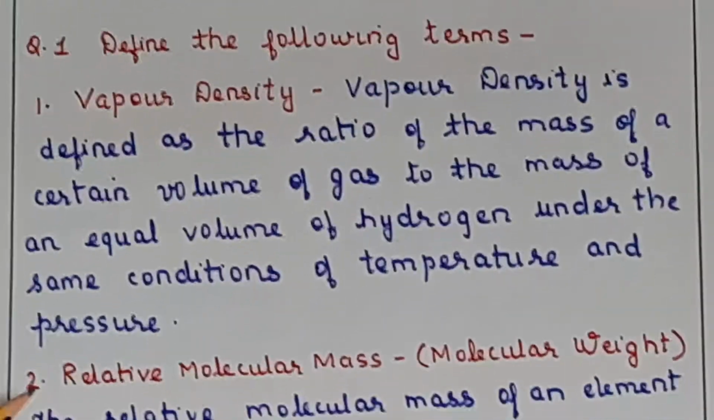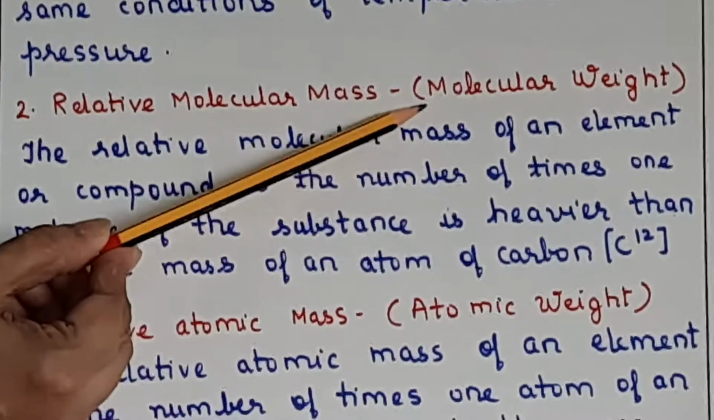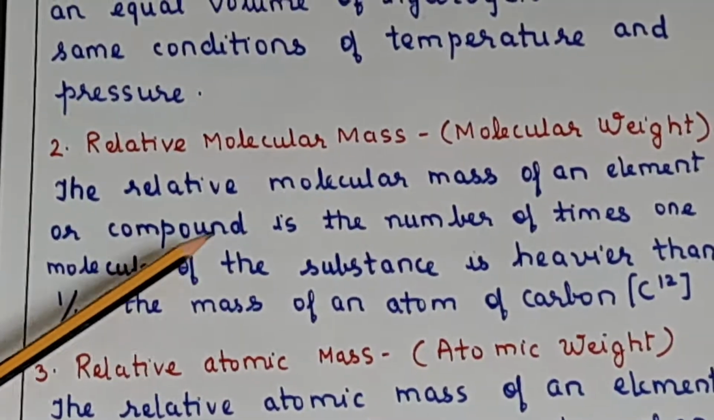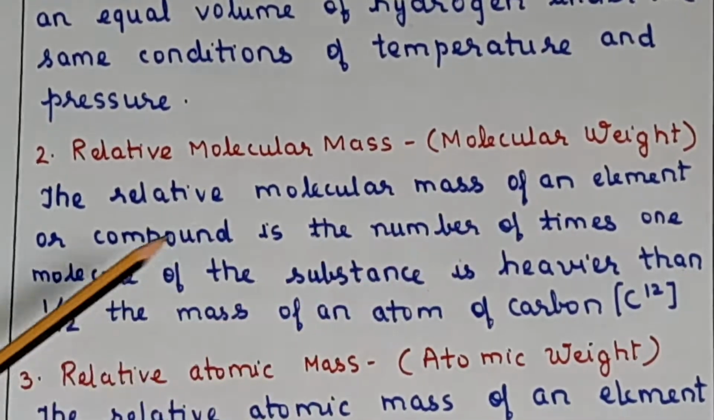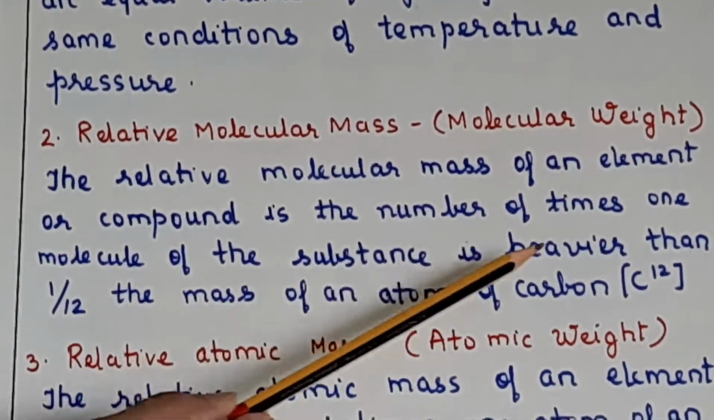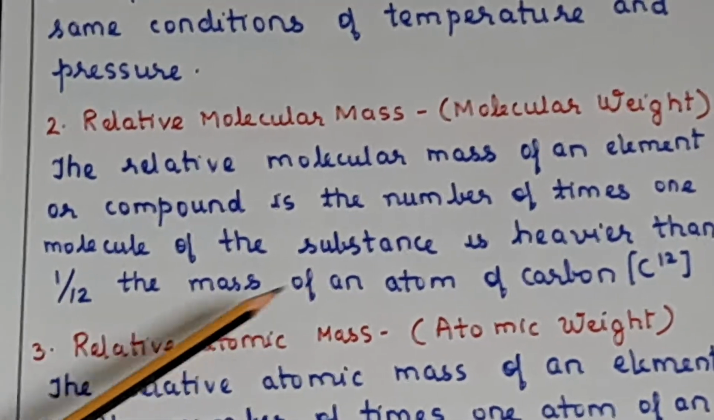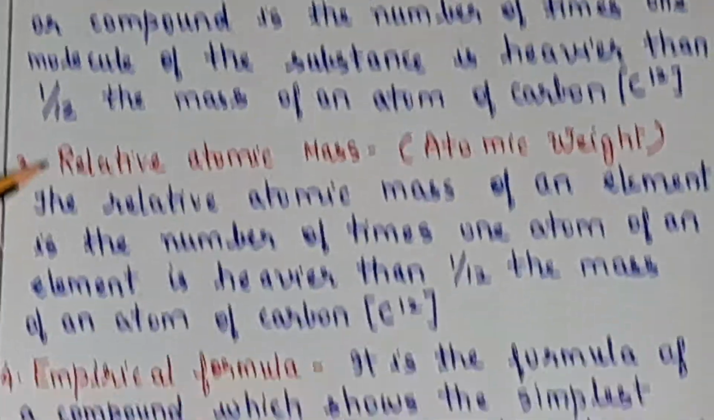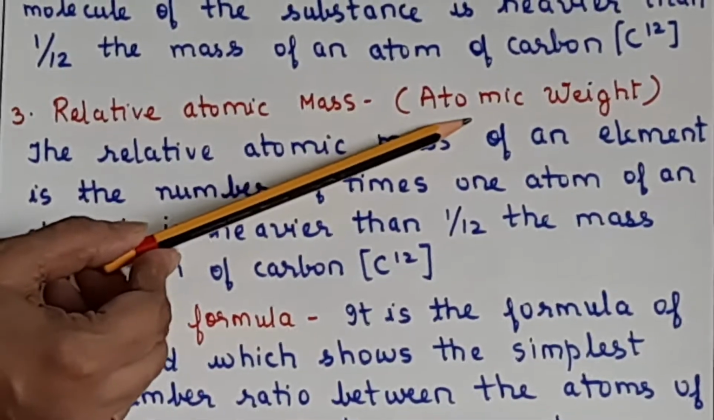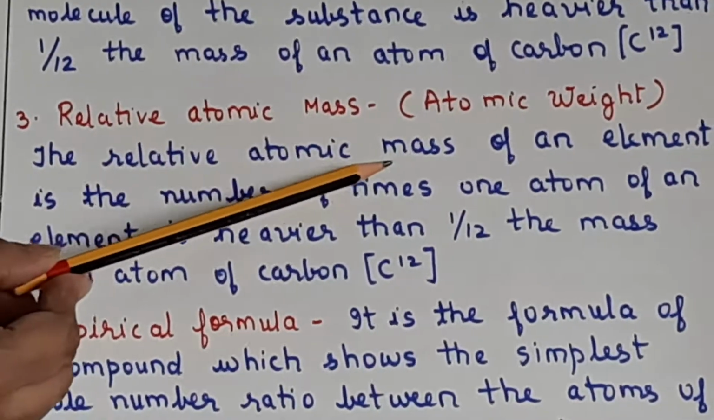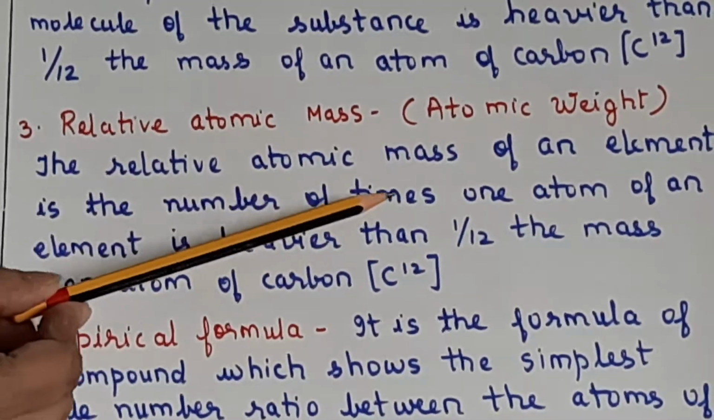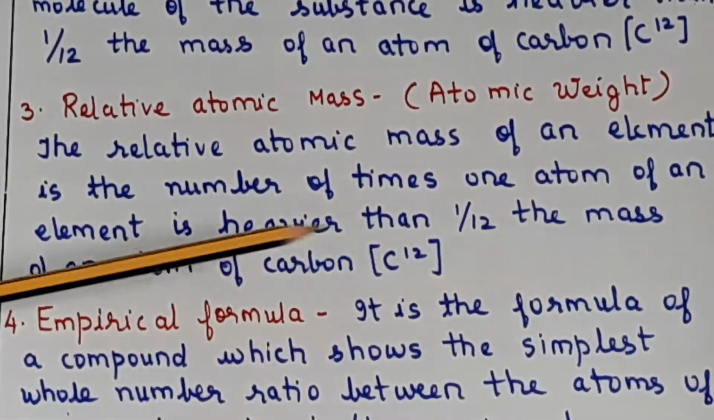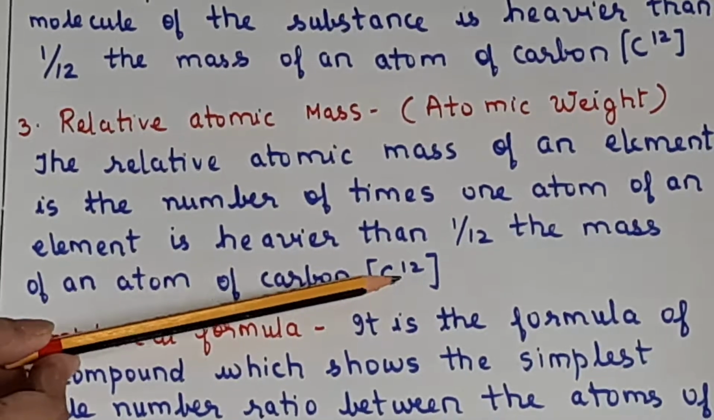Next is relative molecular mass, also called molecular weight. The relative molecular mass of an element or a compound is the number of times one molecule of the substance is heavier than 1/12 the mass of an atom of carbon C12, that is the isotope of carbon. Relative atomic mass, also known as atomic weight. Relative atomic mass of an element is the number of times one atom of that element is heavier than 1/12 the mass of an atom of carbon C12.